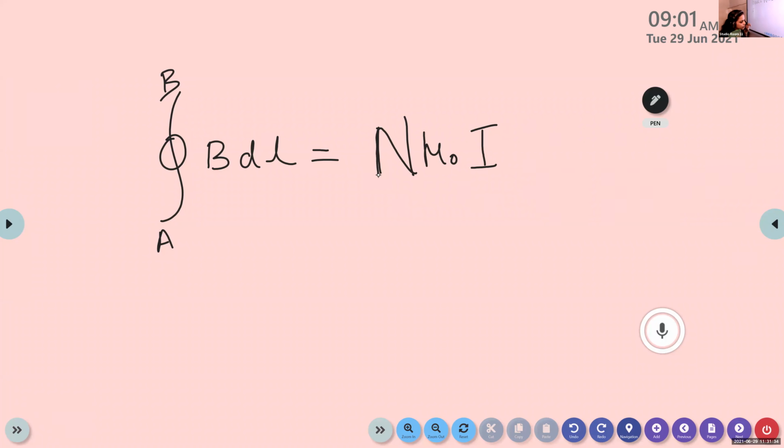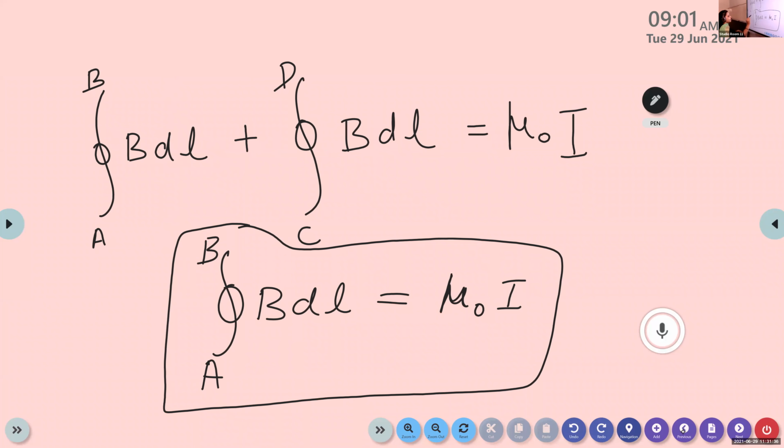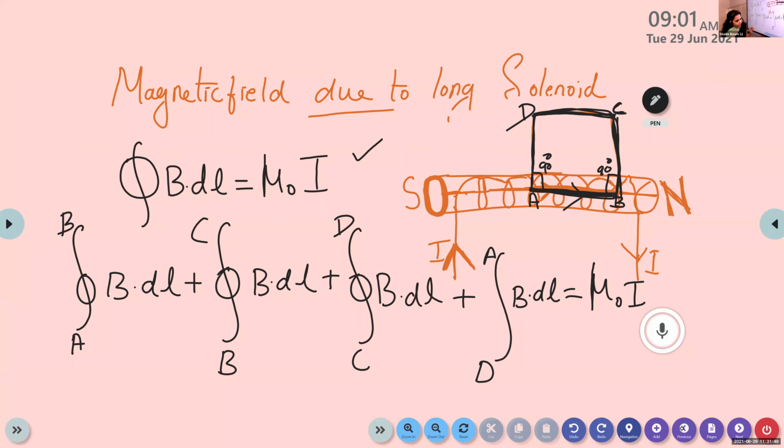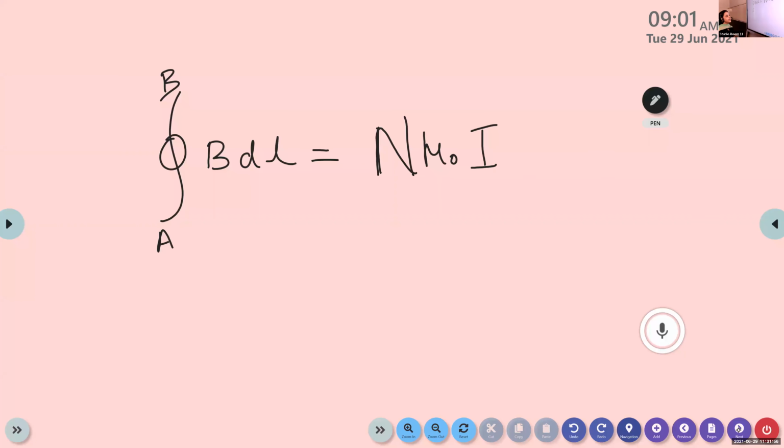So in the initial equation, we have closed integral over A to B B dl is equal to mu 0 I. This equation represents the solenoid with only one turn. But in this figure, it's clear that we consider the solenoid with n number of turns. So the equation becomes closed integral over A to B B dl is equal to n into mu 0 I. Is it clear? Okay. Yes.